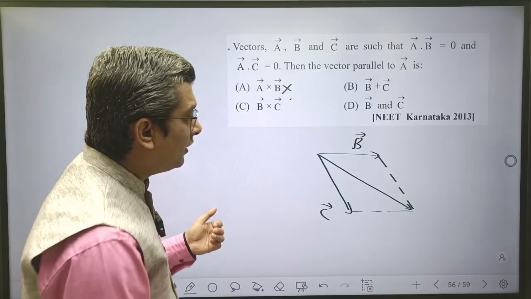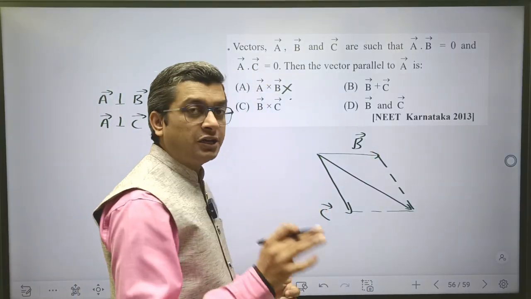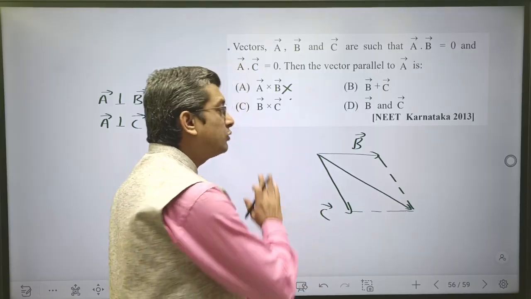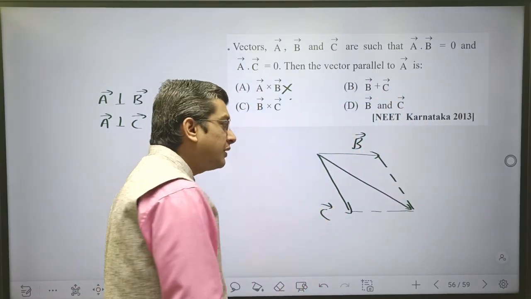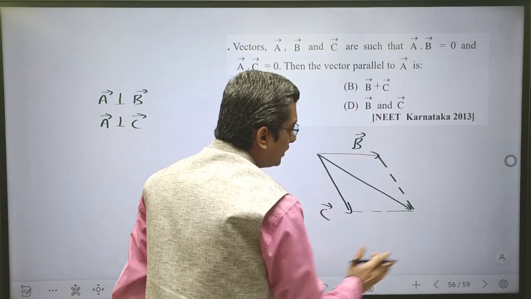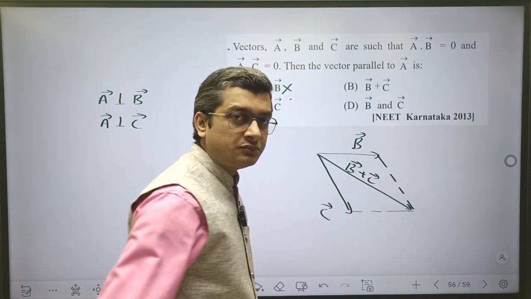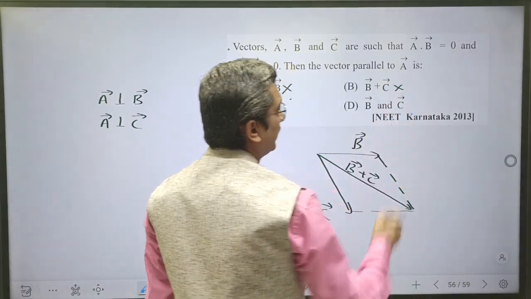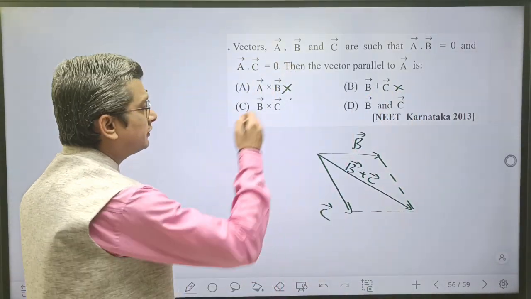So what happens if A is perpendicular to B and A is perpendicular to C? It means that A is perpendicular to this plane in which B and C lie. It means that A is perpendicular to B plus C as well. So this option may not be the answer. Actually, A is perpendicular to B plus C. Now let us check the third option.